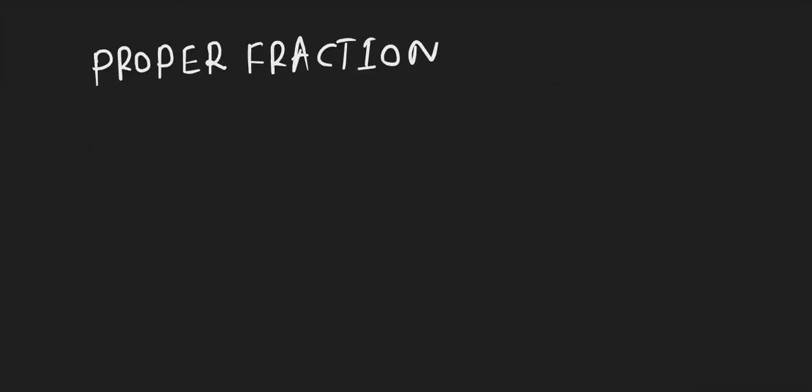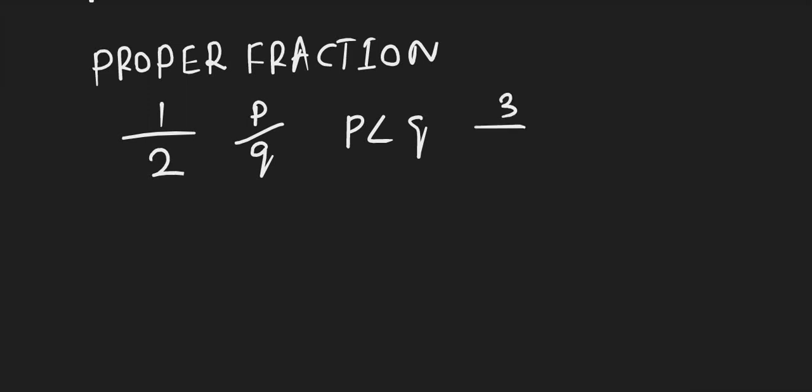Now a proper fraction is where you have the value of P less than Q. That is, if the fraction is represented in the form of P over Q, and P is less than Q, then that is a proper fraction. Let's say 3 over 4, 6 over 7, 11 over 13, etc. All these are examples of proper fractions.